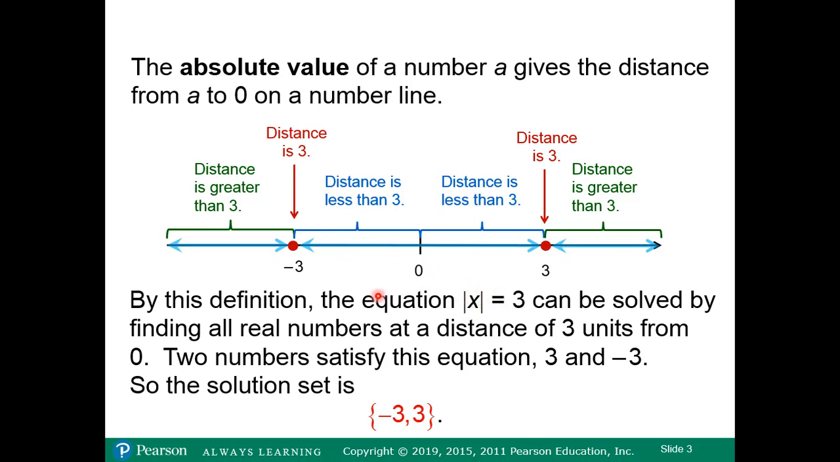So the absolute value of x is 3 can be solved by finding all the real numbers at a distance of 3 units from 0. In this case, there are two values that satisfy that: 3 and -3. Because the absolute value of 3 is 3, and the absolute value of -3 is also 3. And so the solution set is plus or minus 3.